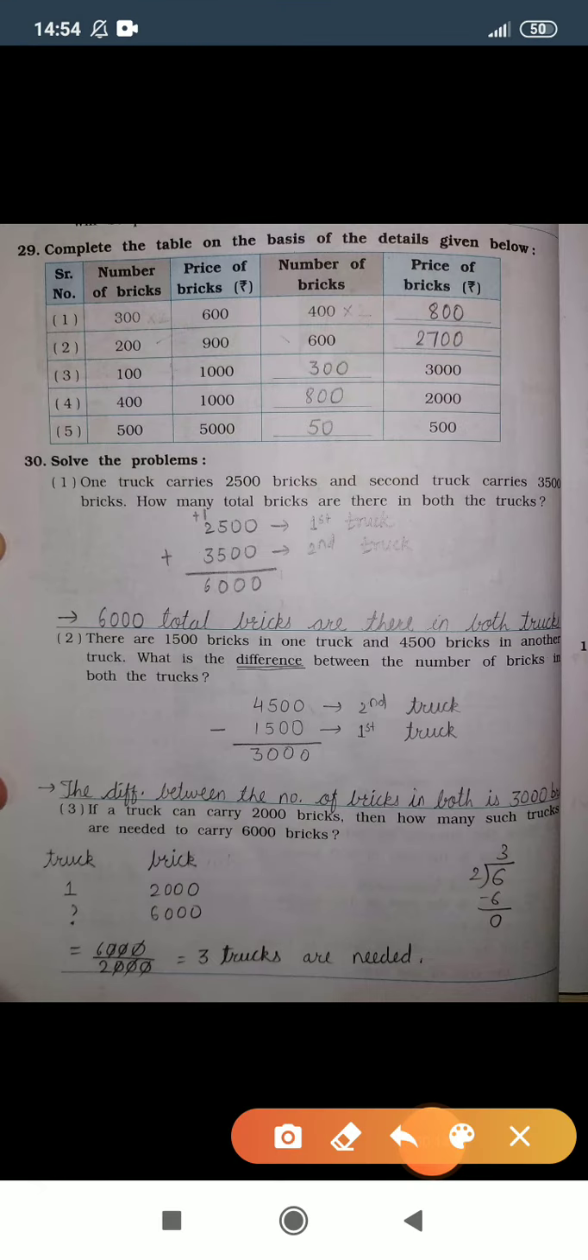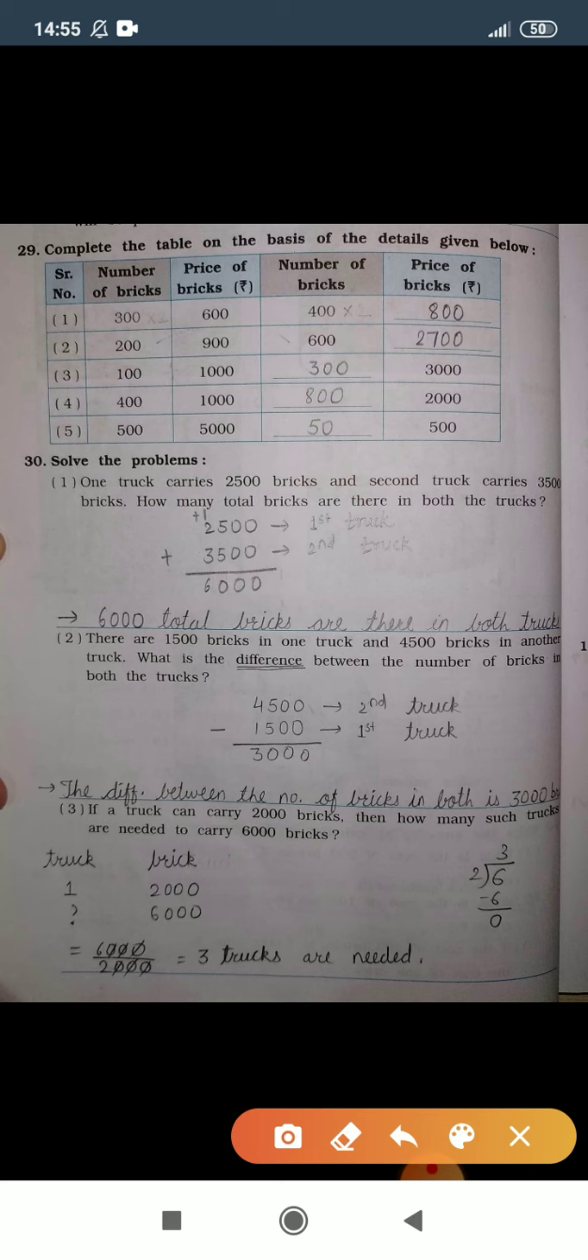So, students, let's continue with question number 29. Complete the table on the basis of the details given below. You can see here one table is given and 5 questions were there. In that, number of bricks and price of the bricks were given. In the third column, again the number of bricks and price of bricks we need to find. And sometimes we need to find the number of bricks also. So let's start with question number 1.